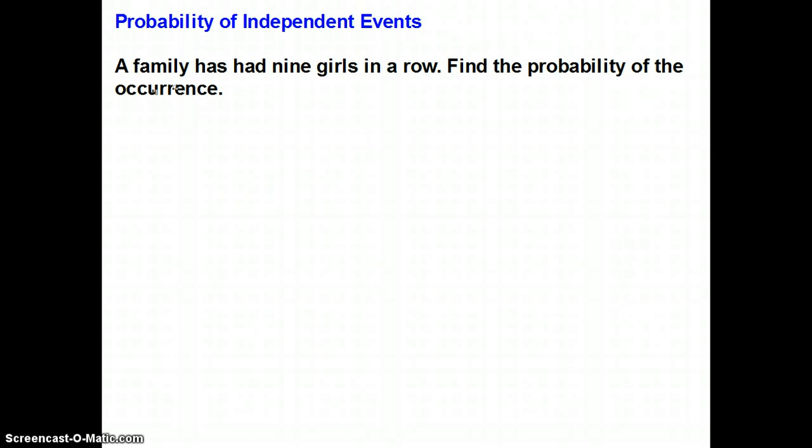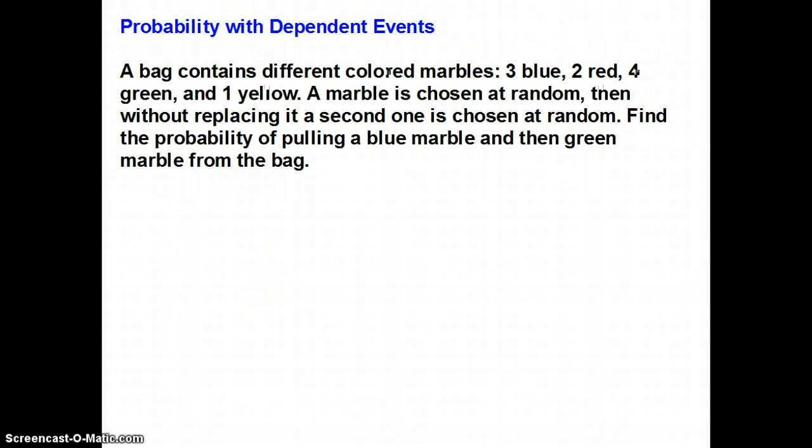Okay, so a family has had 9 girls in a row. Find the probability of this occurrence. Well, when you have a child, you have a 1/2 chance of having a boy or a girl. And so we would need to multiply 1/2 a total of 9 times. So our probability is just going to be 1/2 to the 9th power, which I believe is 1/512. Hopefully I didn't make a mistake there, but I'm just going to jump to the next one here.